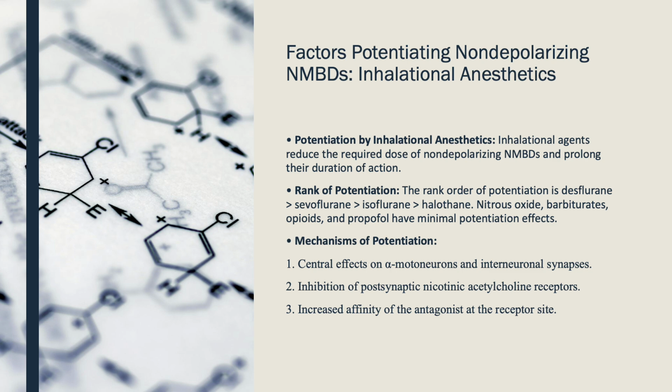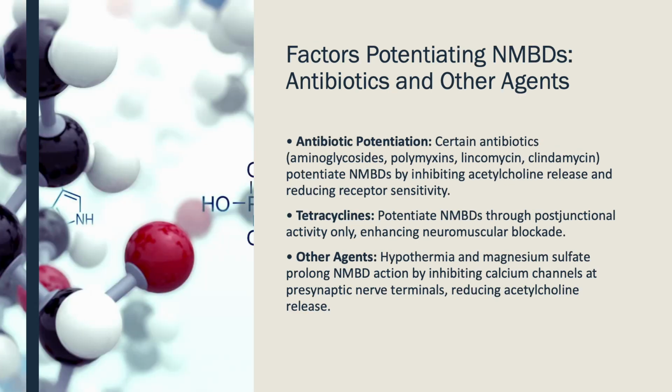Now, this mechanism includes both a central and peripheral effect. Our inhalational anesthetics act centrally by depressing our motor neurons and our interneuronal synapses, thus reducing neural transmission. They also have a little bit of an inhibition of our postsynaptic nicotinic acetylcholine receptors, and they increase the affinity of our non-depolarizers. So this leads to a stronger and longer lasting neuromuscular blockade. Okay, so with that in mind: desflurane, sevoflurane, isoflurane, halothane. Nitrous, barbiturates, opioids, and propofol, minimal effect.